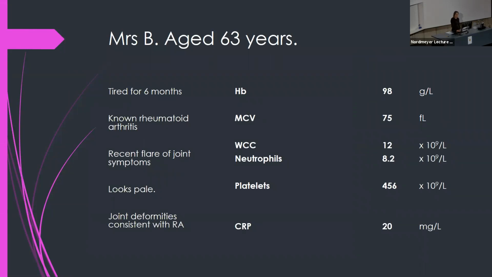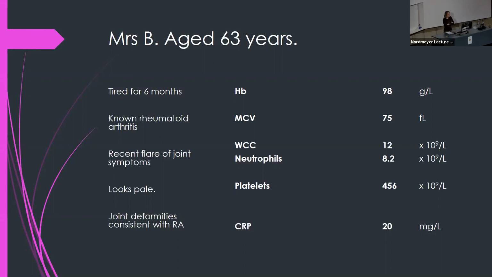So this is Mrs. B, not Mrs. A. She's also aged 63 years. She's also been tired for 6 months, but this time we know she's got rheumatoid arthritis. This is going to be really easy for you. So she's had a recent flare of joint symptoms, looks a bit pale, and she's got joint deformities consistent with rheumatoid. She might even have rheumatoid nodules, who knows.